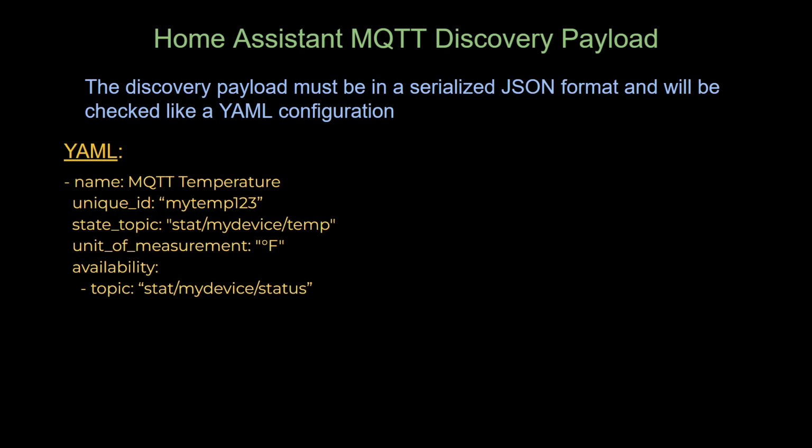So in this case would be a simple example of adding an MQTT sensor in Home Assistant via YAML. We're going to give it a name, a unique ID, which I'll talk about again in a minute, state topic, unit of measure, availability, all the other types of things that we would add here in YAML. We want to basically create a JSON payload that matches that.